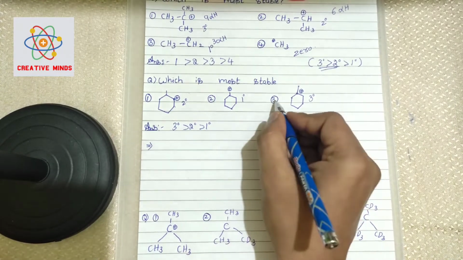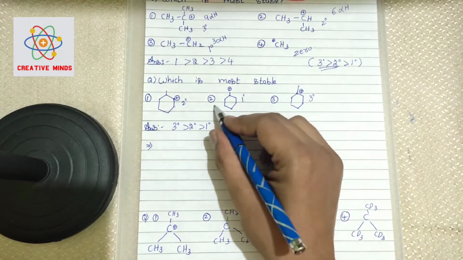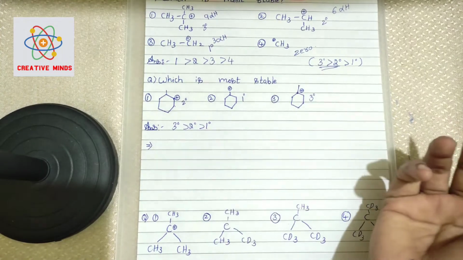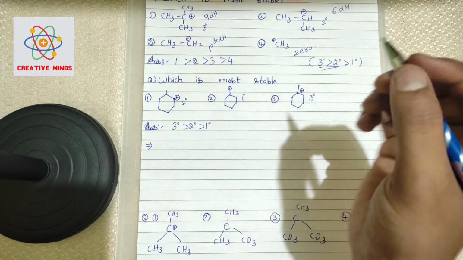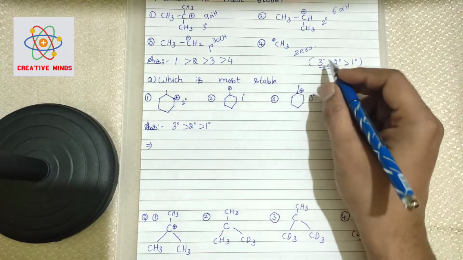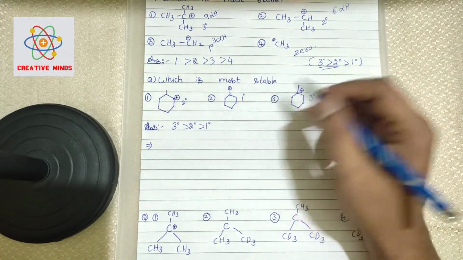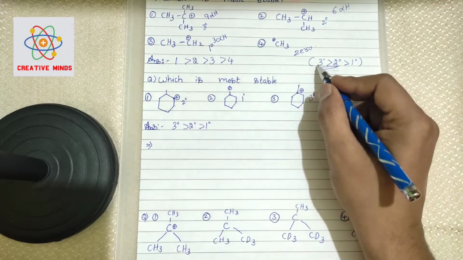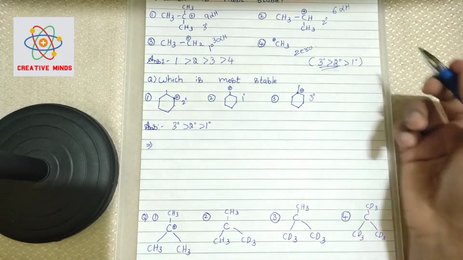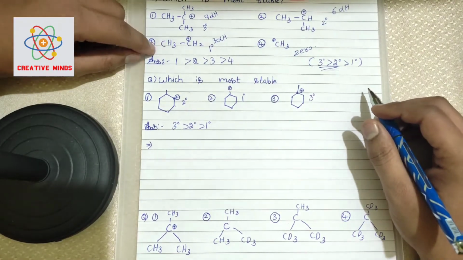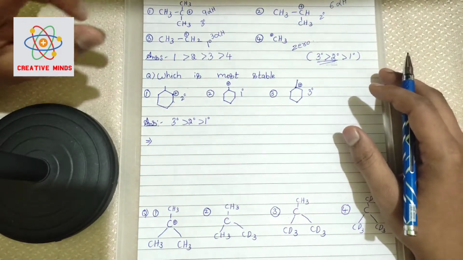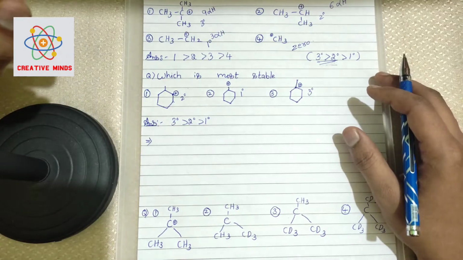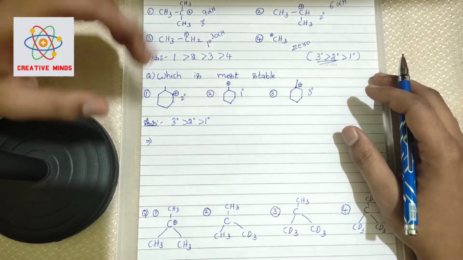Am I right? Similarly the option is 3 greater than 2 greater than 1. That's all, very simple. Just see the alpha hydrogen. Or if you are confused with alpha hydrogen, see the degree, whether it is tertiary, secondary or primary. You know this order: tertiary greater than secondary greater than primary. That's all. Any question asked from hyperconjugation, you can solve within a few seconds.